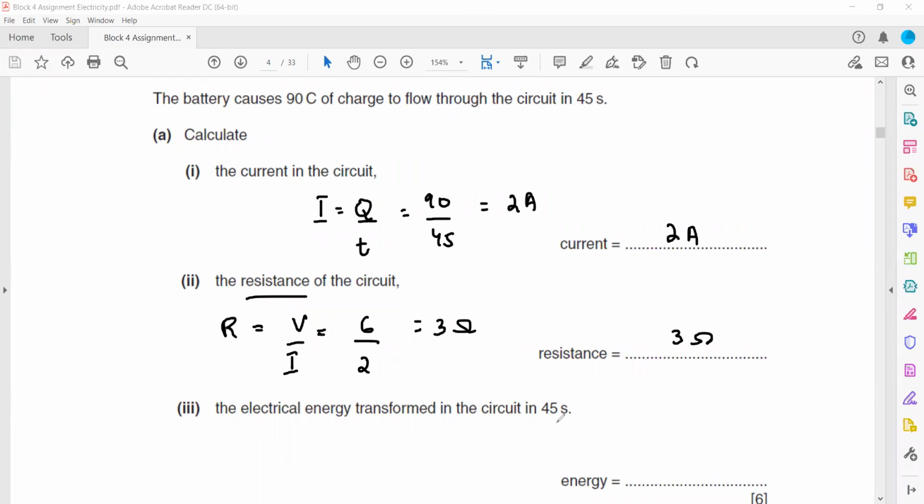For the electrical energy, the energy is power multiplied by time, or it is the product of voltage, current and time, or VIT. V is the voltage which is 6, I is the current 2, and time is 45. So 6 multiplied by 2 is 12, and 12 multiplied by 45 is equal to 540 joules. So that is how much energy is transferred in 45 seconds. Is this question clear?